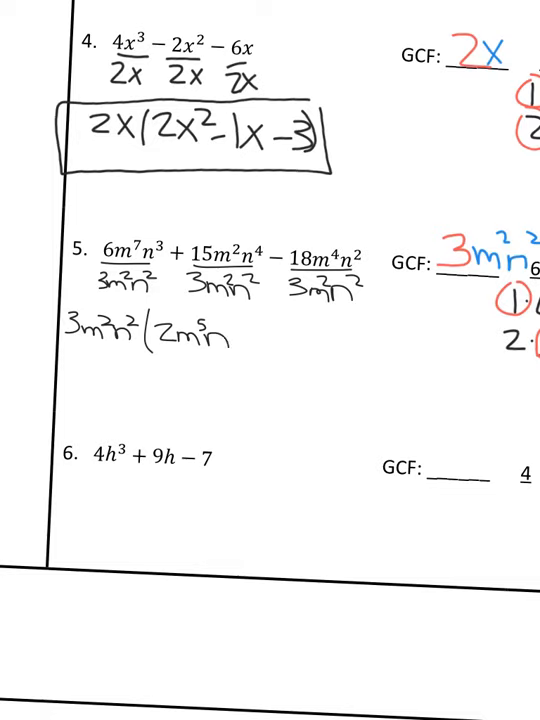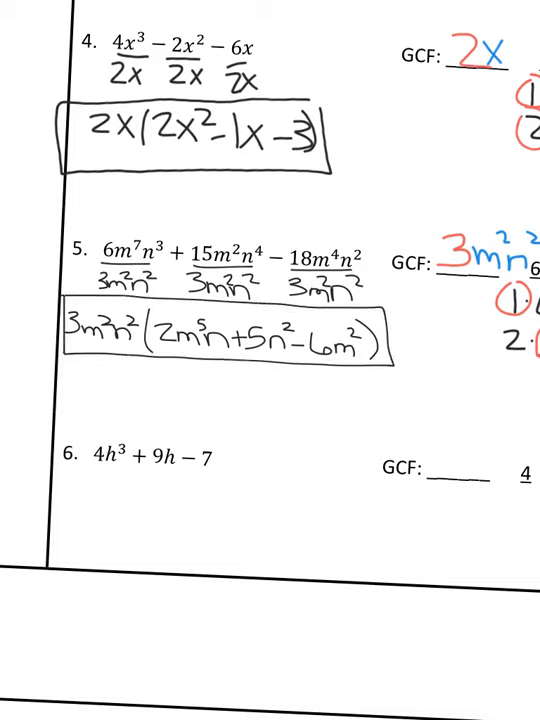And then I look at the next one. 15 divided by 3 is a positive 5, so plus 5. M squared divided by m squared is 1, right? Those go away. And then n to the 4th divided by n squared is n squared. So this one just has an n squared term. 5n squared is the middle term. And then negative 18 divided by 3 is a negative 6. Don't forget that minus sign. M to the 4th divided by m squared is m squared. And then n squared divided by n squared is just 1, so the n's went away in that one. So here's my final answer for my problem: 3m squared n squared times 2m to the 5th n plus 5n squared minus 6m.